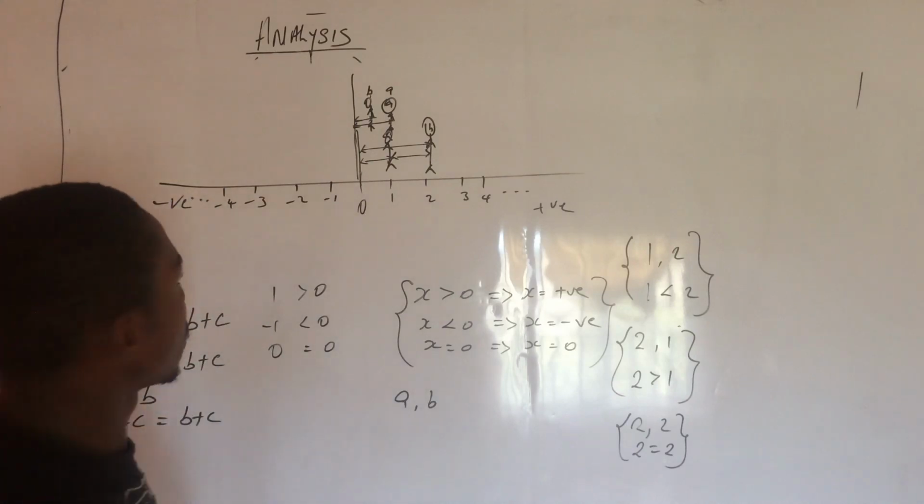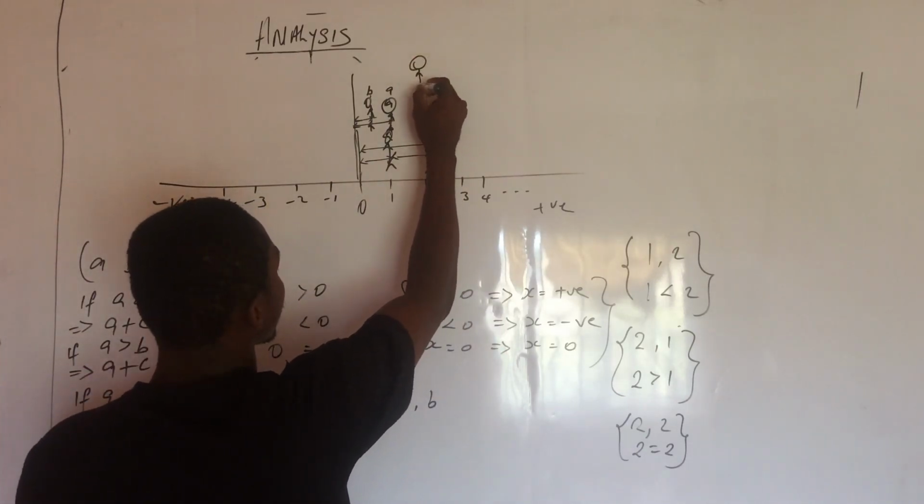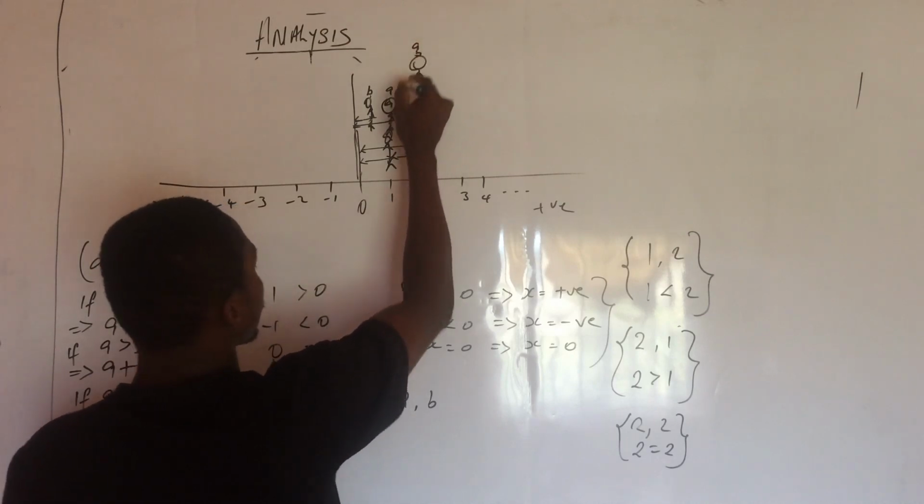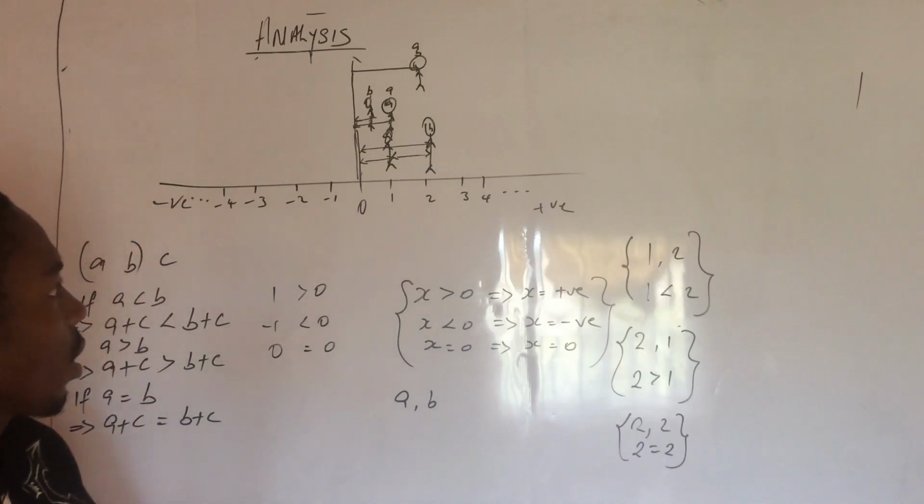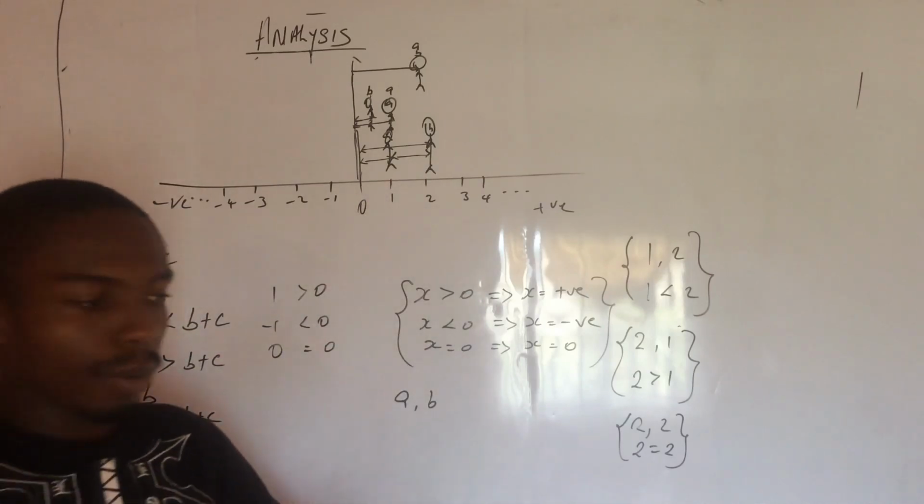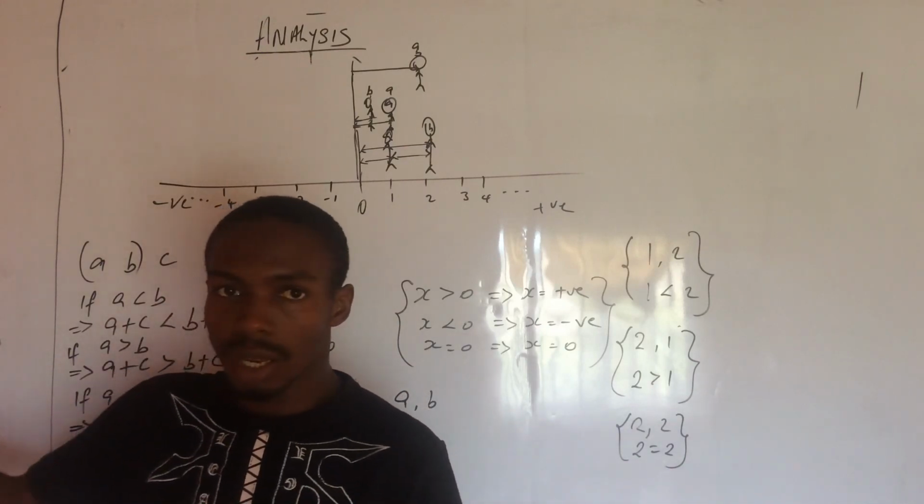You see that? Now let's draw the final one. The final one says here A, B. Now in this very one, like me and my brother, I'm standing here, my brother is standing here, and the origin point is here.